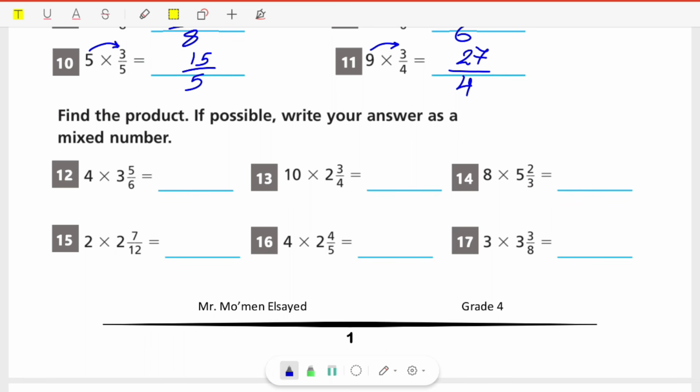Find the product. If possible, write the answer as a mixed number. So in this case, you have to write it in a good form. So you have to convert the answer. If it's in a bad form, write it in a good form. So let's see how. First we're gonna multiply the 4 by both 3 and 5. So 4 times 3 equals 12, and 4 times 5 equals 20 out of 6.